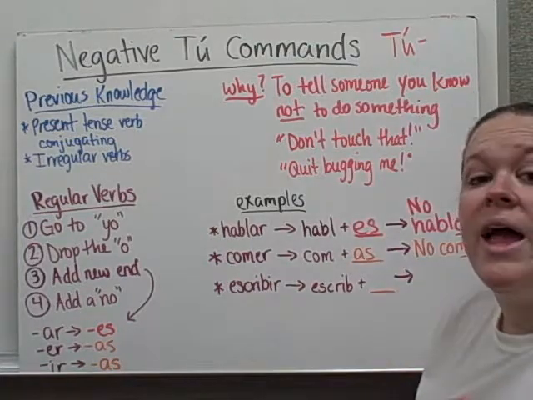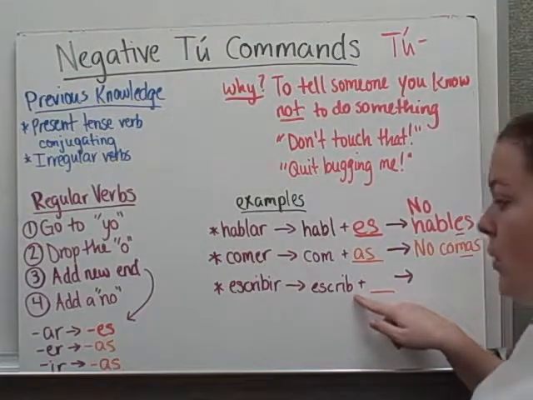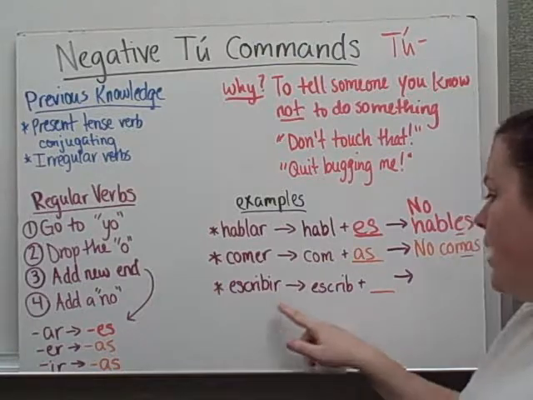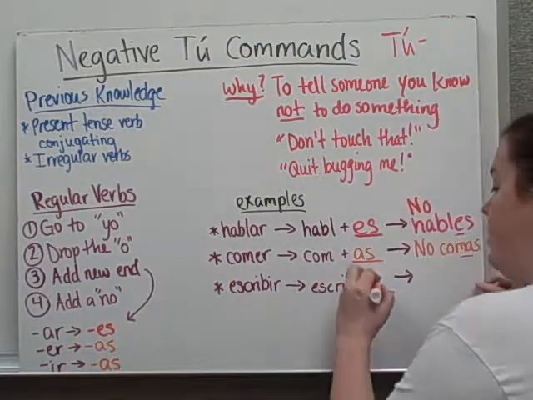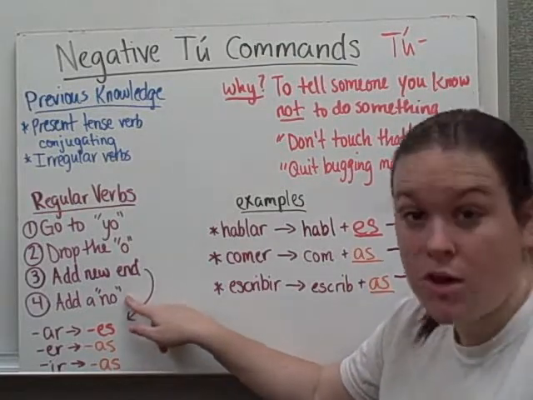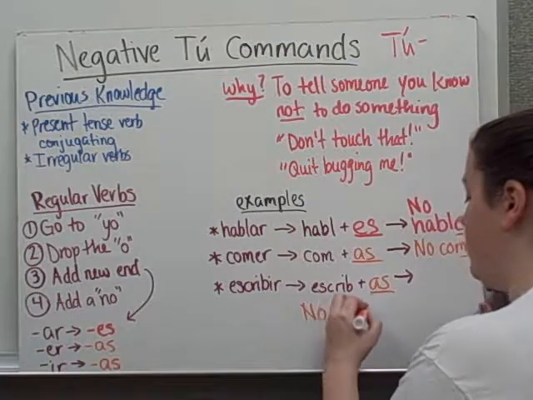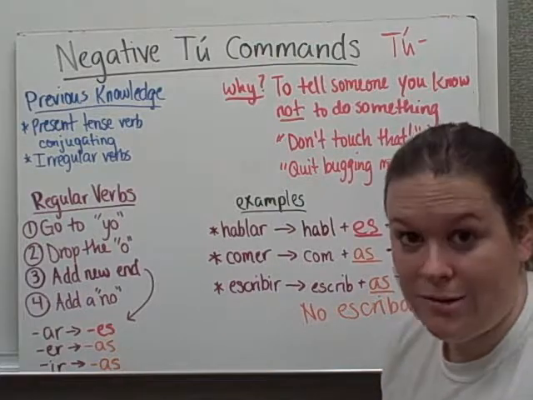An IR verb, escribir. So now you're telling someone don't write. It's going to be escribo, cut off the O, escrib, then add the new end. It's an IR verb. It's going to be an AS ending. Escribas. And what do we need to add? Always a no, so we know it's a negative. No escribas.